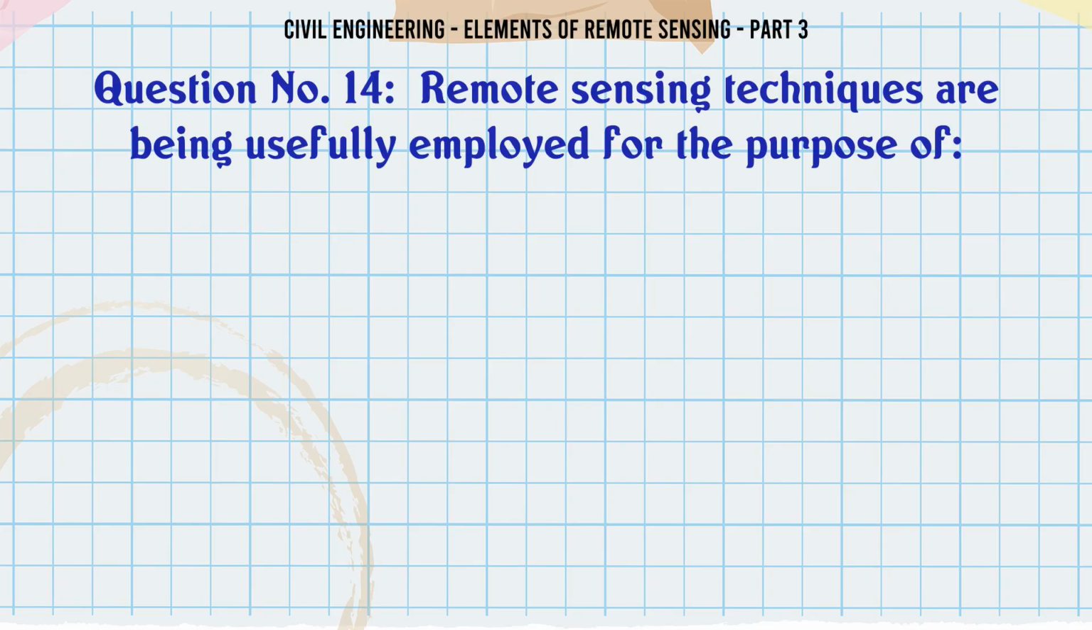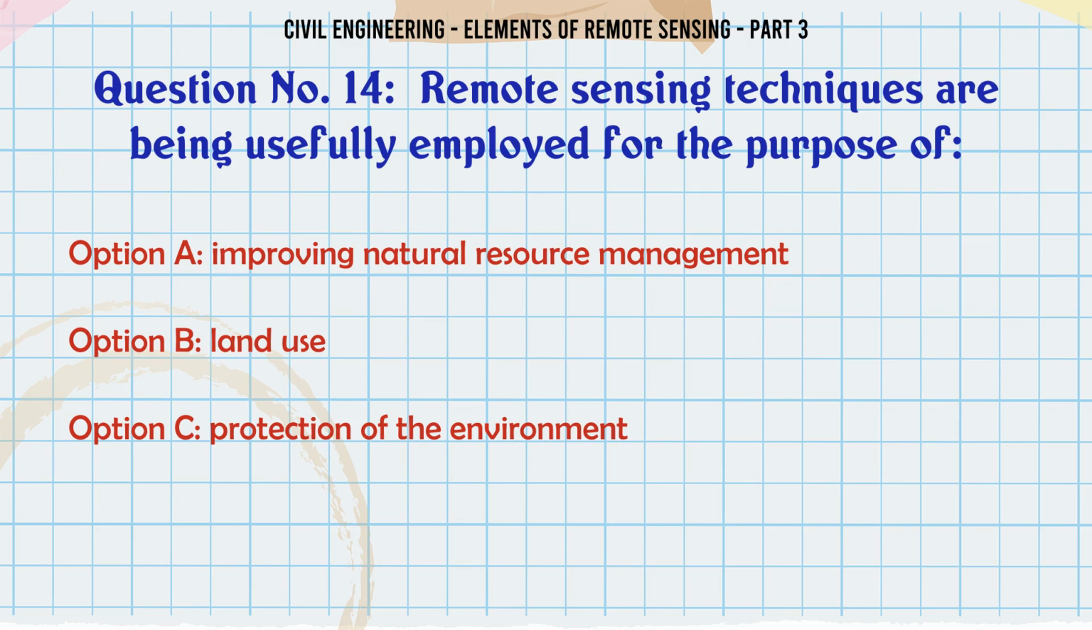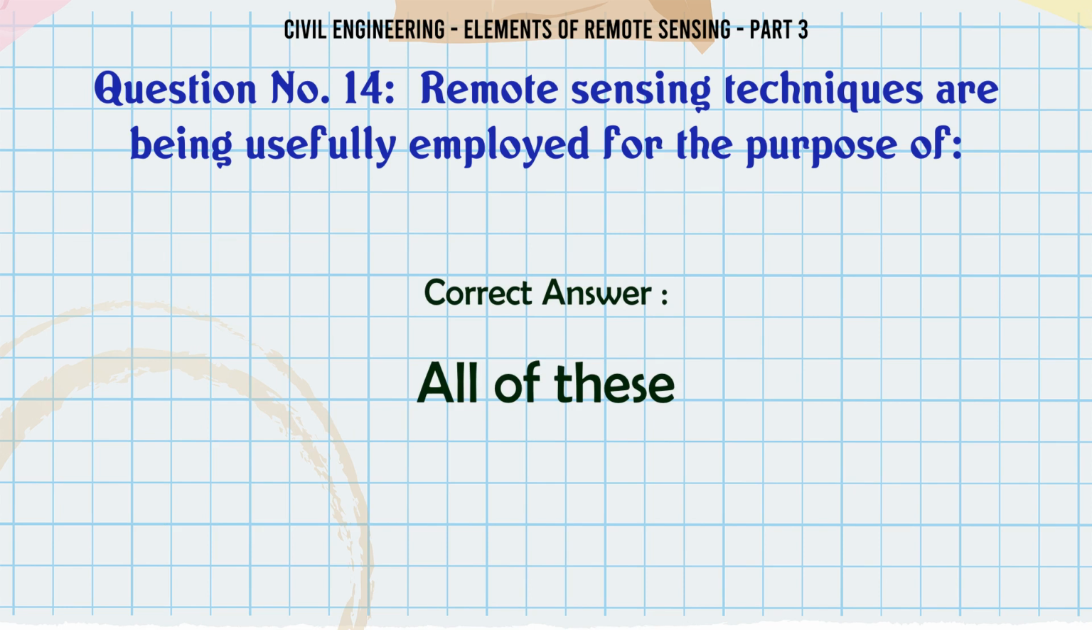Remote sensing techniques are being usefully employed for the purpose of: A. Improving natural resource management. B. Land use. C. Protection of the environment. D. All of these. The correct answer is all of these.